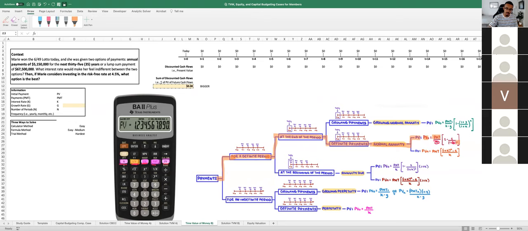Perfect. Sorry about that. Okay, so let's check it out. I'm going to start with the easier part, which is the second portion: if Marie considers investing in the risk-free rate at 4.5%, what would be best? So could people write in the chat what the answer is for the second part? If Marie invests at the risk-free rate of 4.5%, which option is best? It seems like Paramvir says 88 million is bigger than $67.5 million. So they would say that you would go with essentially the NPV, which is the net present value.